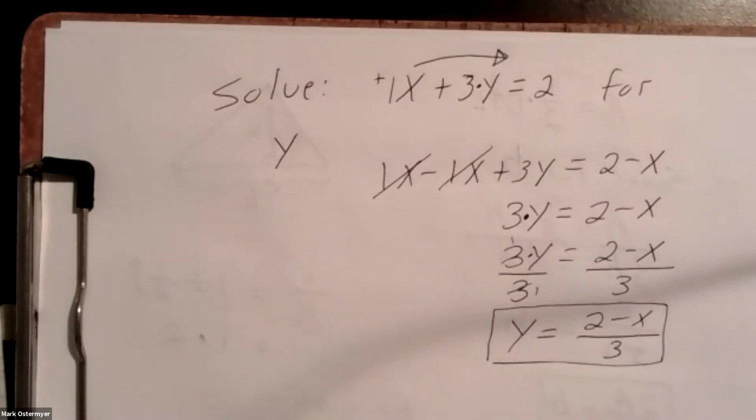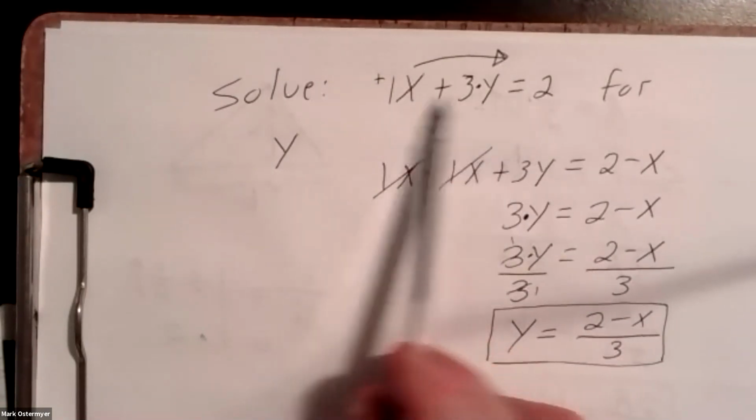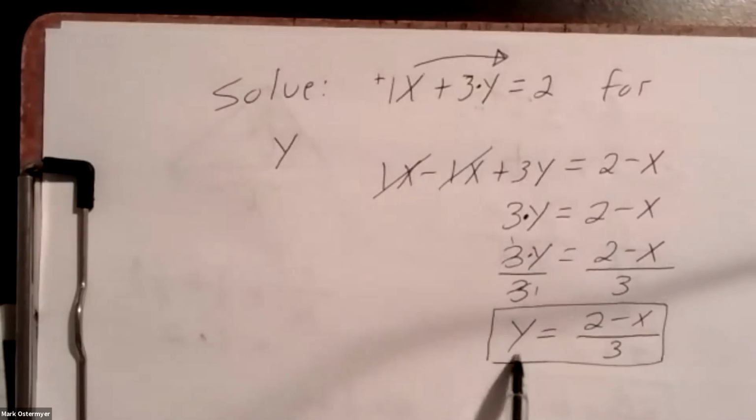You see how we got y all by itself? Presently, this formula was not solved for x or y. It was solved for neither x or y. But we solved it for y.